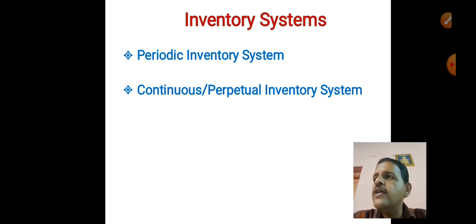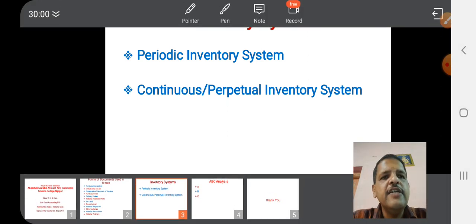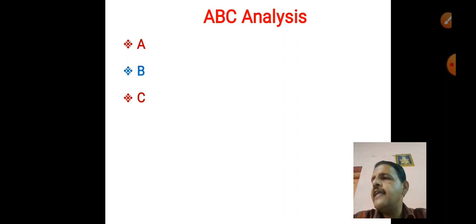Let us go towards the next part of today's lecture, that is ABC analysis. Friends, ABC analysis is one technique through which selective control can be exercised on various items of material in the store. In a large organization, it is not possible for the management to pay minute attention to each and every item in the store. Hence, a system is evolved which is called ABC analysis.